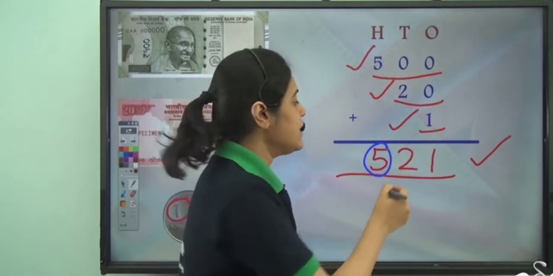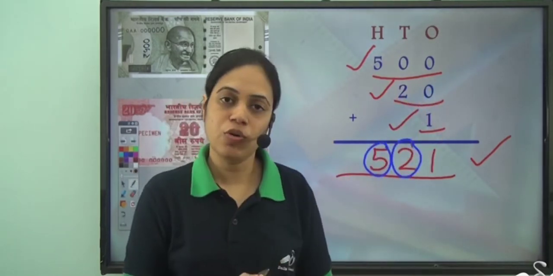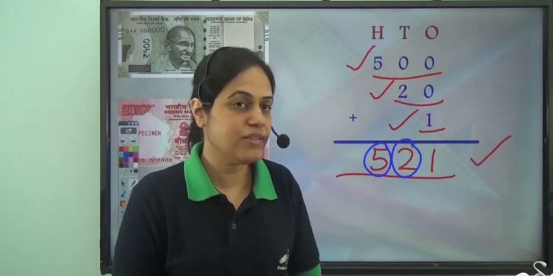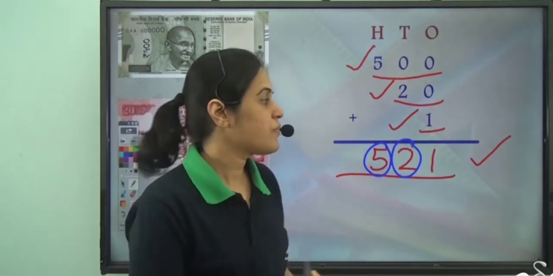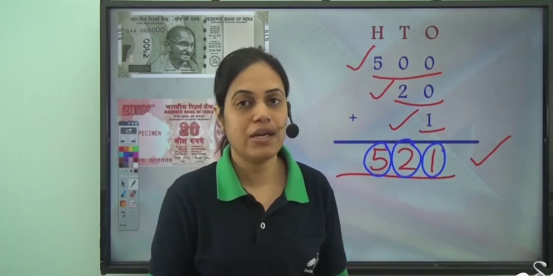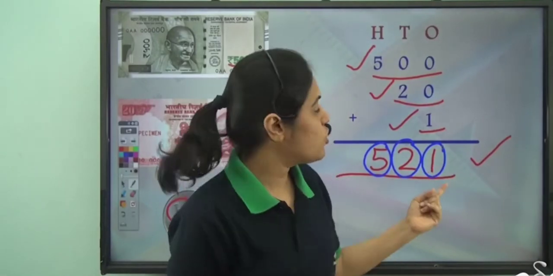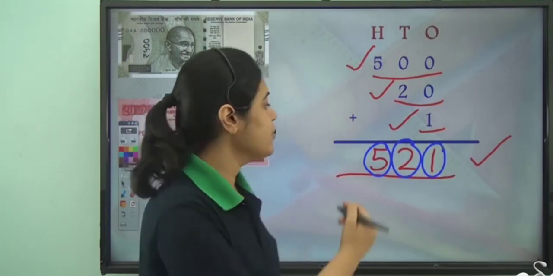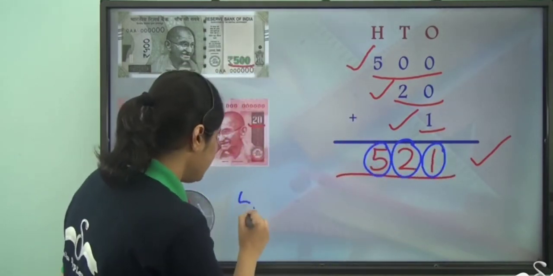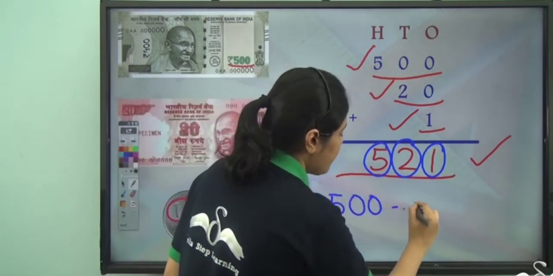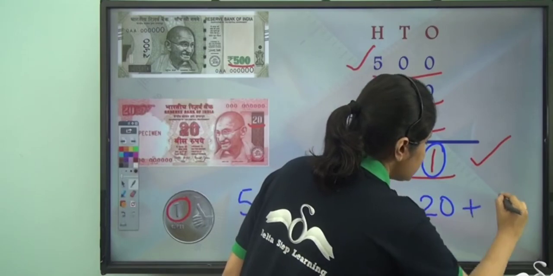Similarly, 20 is the place value of the digit 2. It shows how many tens are there in this number. There are 2 tens. So I can write 20. And 1 shows the place value of the digit in the ones place. So it shows how many ones are there. There is just 1 ones in the number. So 521 can be written as 500 plus 20 plus 1.